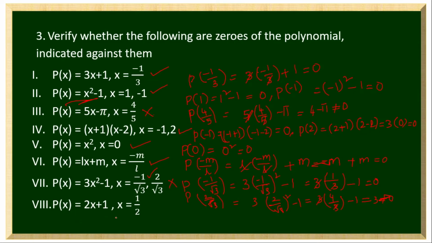Last but not the least, we have the polynomial 2x plus 1. We have to check whether 1/2 is a zero of that polynomial or not. Okay. So, p(1/2) equal to 2 into 1/2 plus 1. 2 will get cancelled. 1 plus 1 equal to 2, which is not equal to 0. So, here 1/2 is not a zero of this polynomial. Clear?